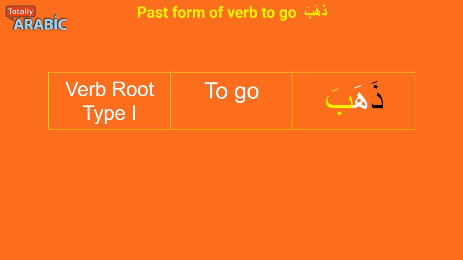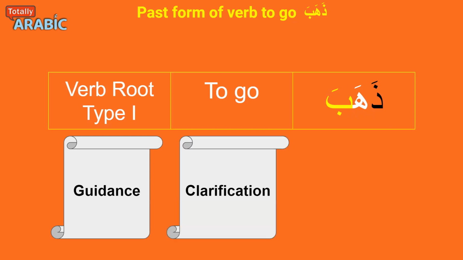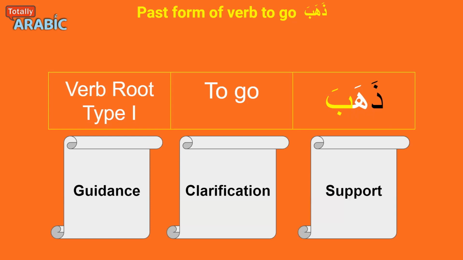Today I'm going to share with you a new video and I'm going to show you how to form the past of an Arabic verb which is part of type 1. There are different types in Arabic concerning verbs and this one is an example of type 1, ذهب. First I'm going to share with you some guidance on how to form this type of verbs. I'm also going to clarify certain confusion that Arabic learners have about the formation of verbs in the past. And at the end of the video, I'm going to share with you some support.